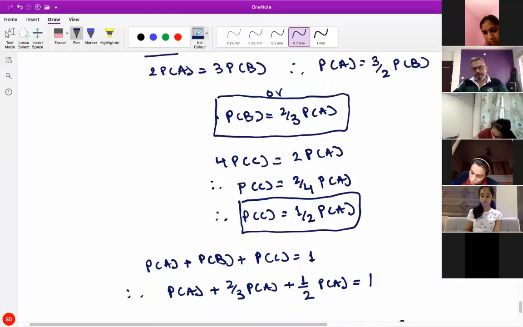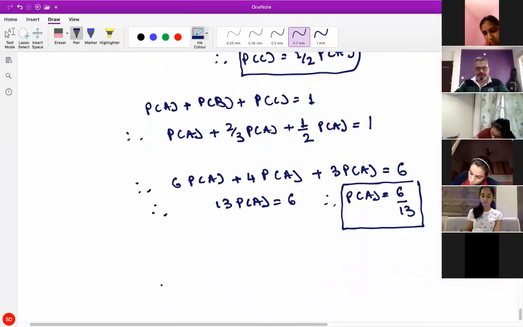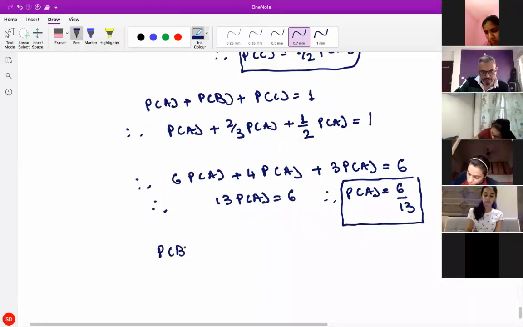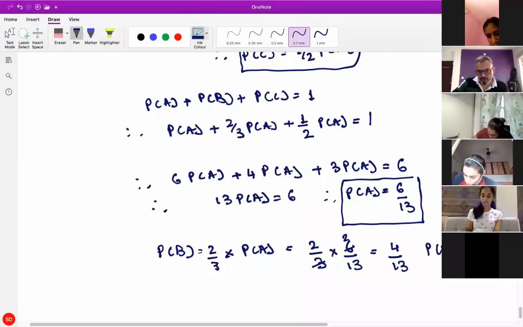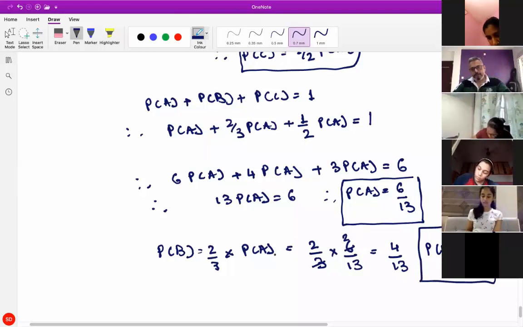Now, what is probability of B? 2 by 3 probability of A. So probability of B is equal to 2 by 3 into probability of A, which is equal to 2 by 3 into 6 by 13, which is equal to, 3 2s are 6, so 4 by 13. So P of B is equal to 4 by 13. Keep checking the answer.